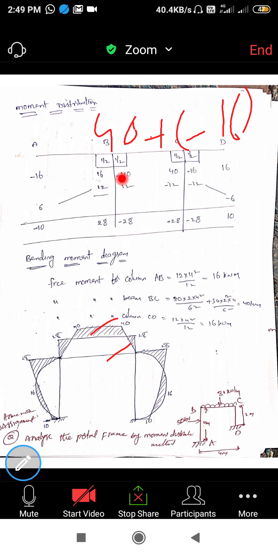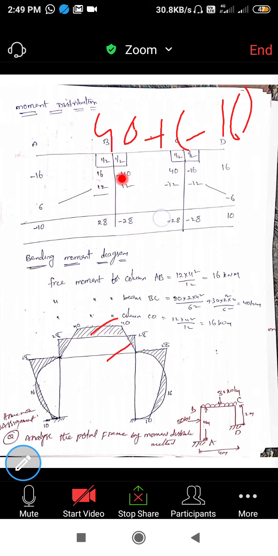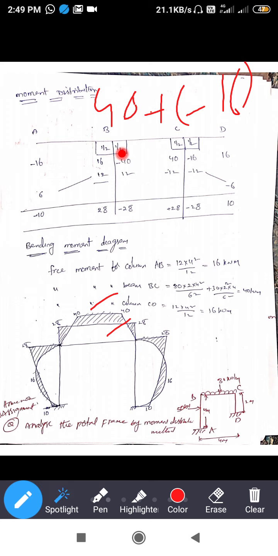In the same way, support joint C also. So 40 minus 12, 28, minus 16 minus 12, minus 28. So here also the value is the same. C support also got the same value, B support also got the same value. So these two values are equal. Your process will be completed.